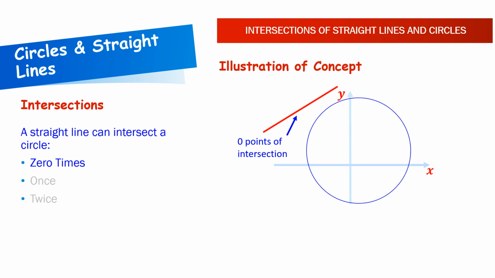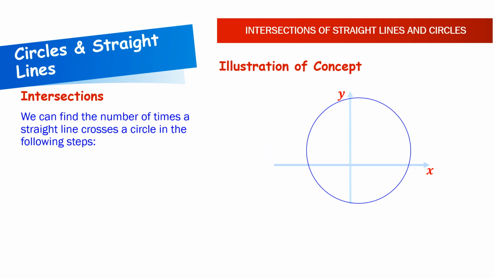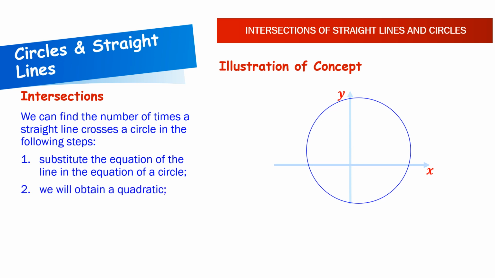A straight line can intersect a circle 0 times, as shown in the illustration, or once, or twice, as shown. We can find the number of times a straight line crosses a circle in the following steps. Substitute the equation of the line in the equation of a circle to obtain a quadratic. Then find the discriminant b squared minus 4ac in the quadratic, ax squared plus bx plus c equals 0.